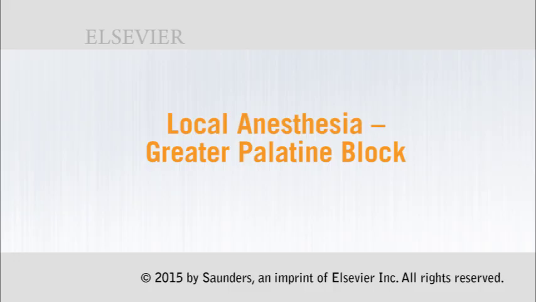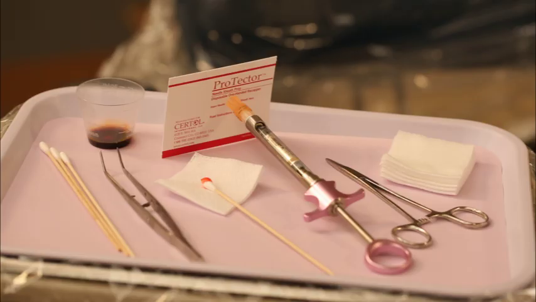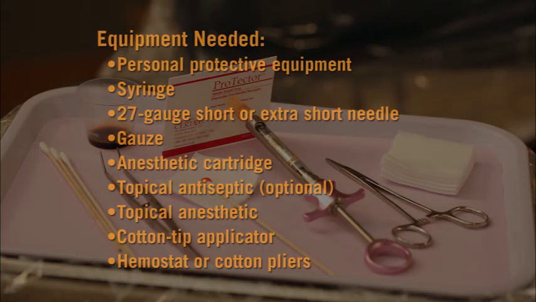Local anesthesia, greater palatine block. The equipment needed for this procedure is as follows: personal protective equipment, syringe, 27-gauge short or extra short needle, gauze, anesthetic cartridge, topical antiseptic, optional topical anesthetic, cotton tip applicator, and hemostat or cotton pliers.